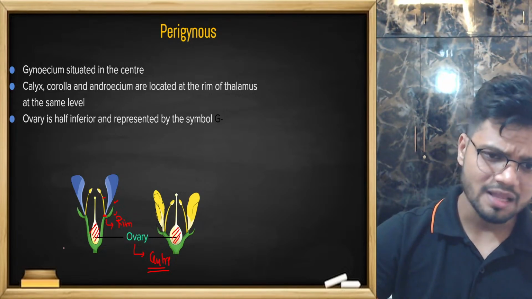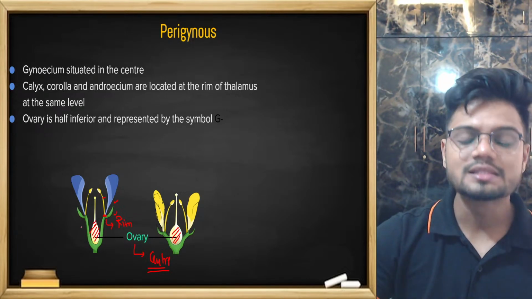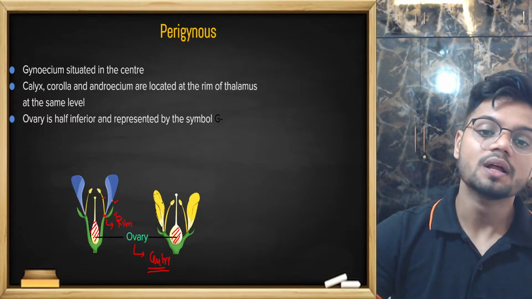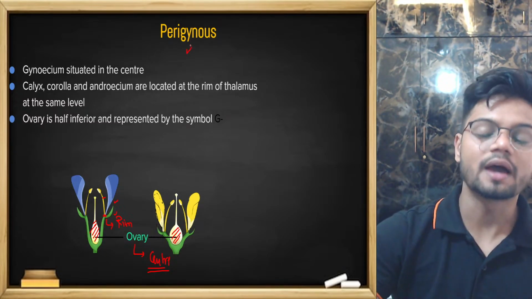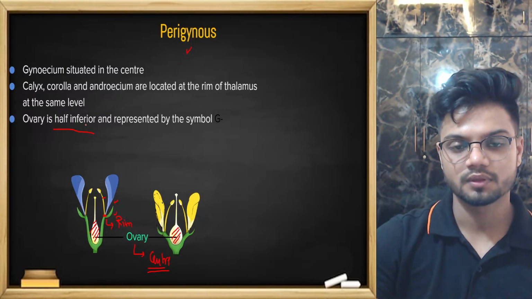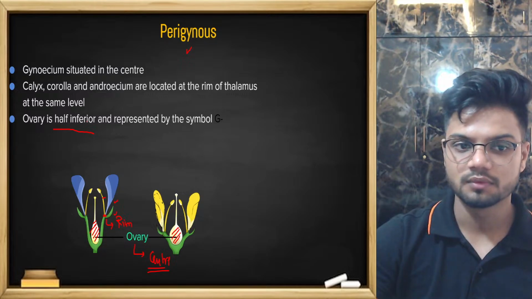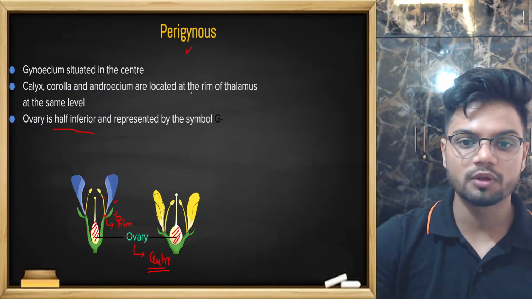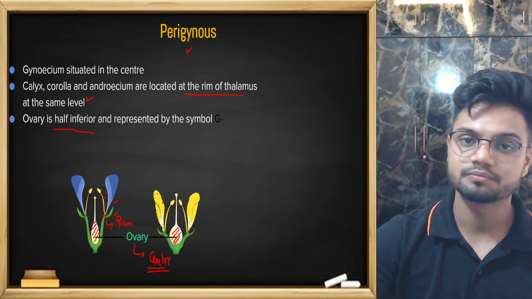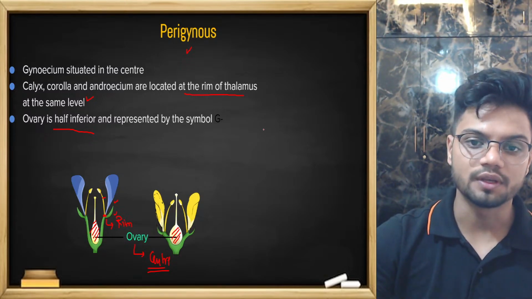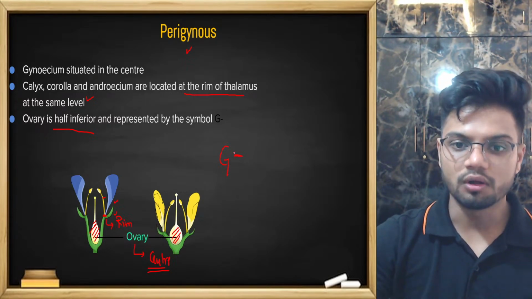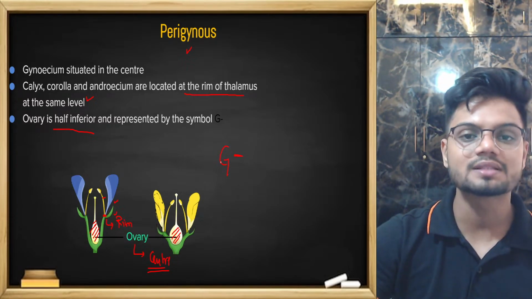Can you see it? So when the ovary is in the center and all the floral appendages are arising from the rim of the thalamus, such a condition is called perigynous and the ovary is said to be half inferior. Clear? The calyx, corolla and androecium are located at the rim of the thalamus at the same level as the gynoecium.